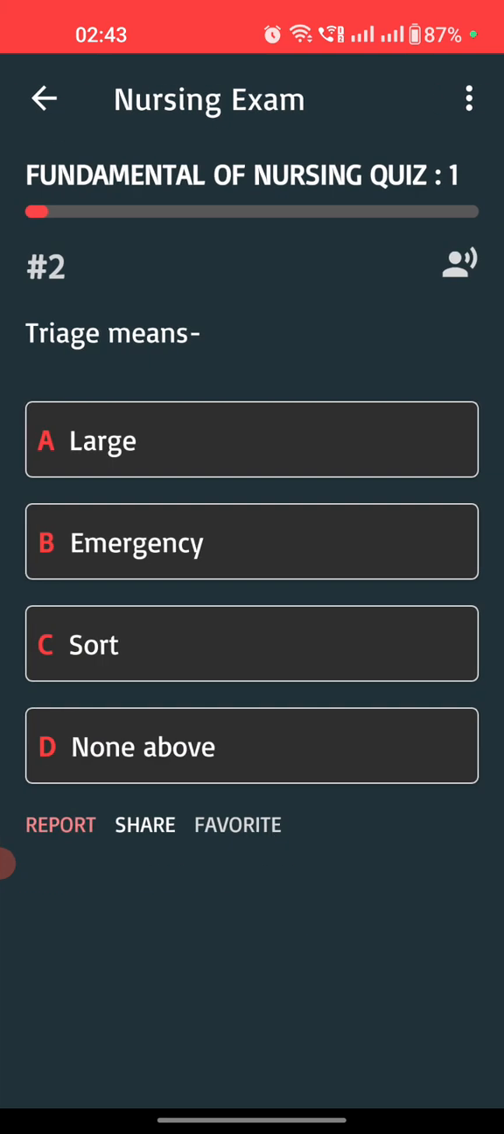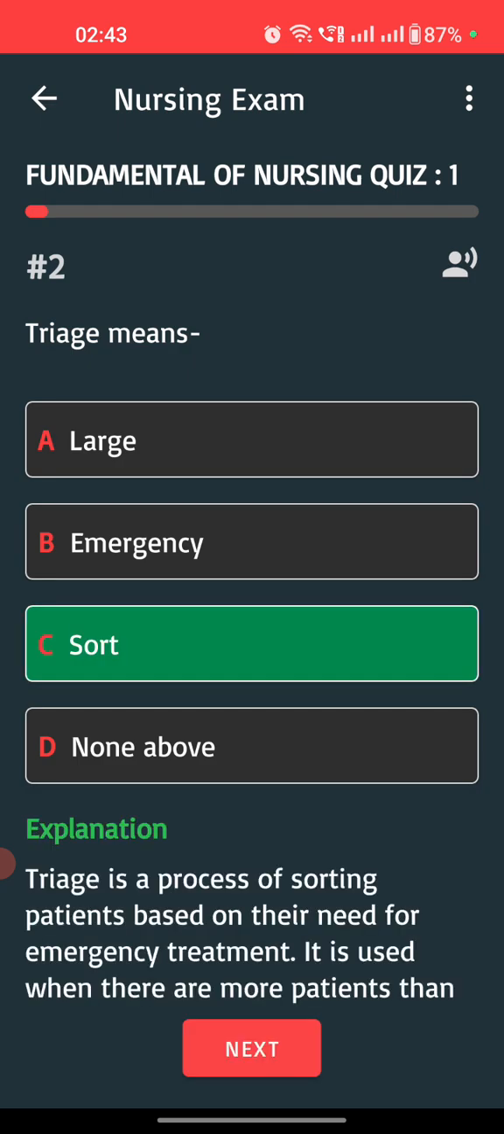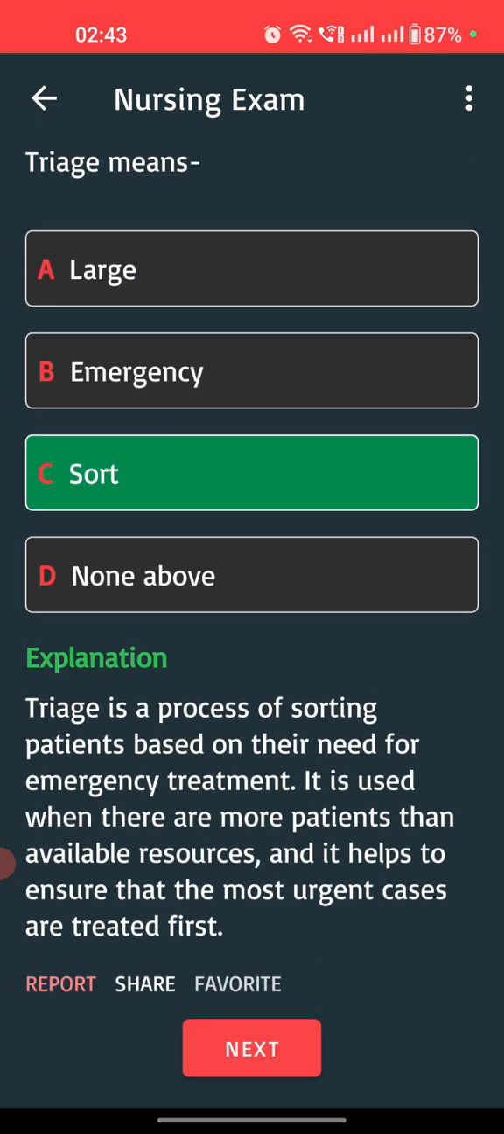Triage means: A. Large, B. Emergency, C. Sort. Correct answer. Triage is a process of sorting patients based on their need for emergency treatment. It is used when there are more patients than available resources, and it helps to ensure that the most urgent cases are treated first.